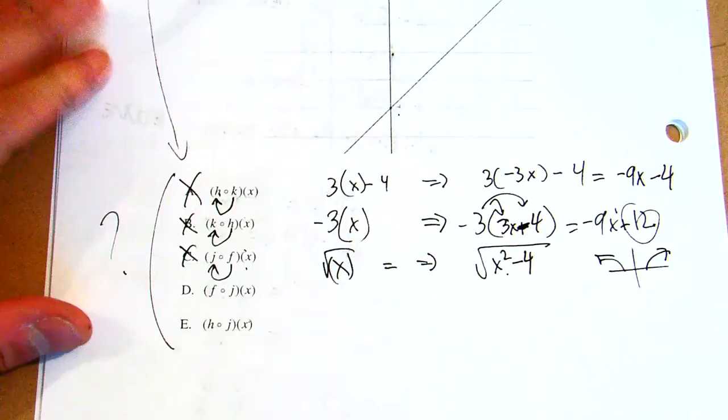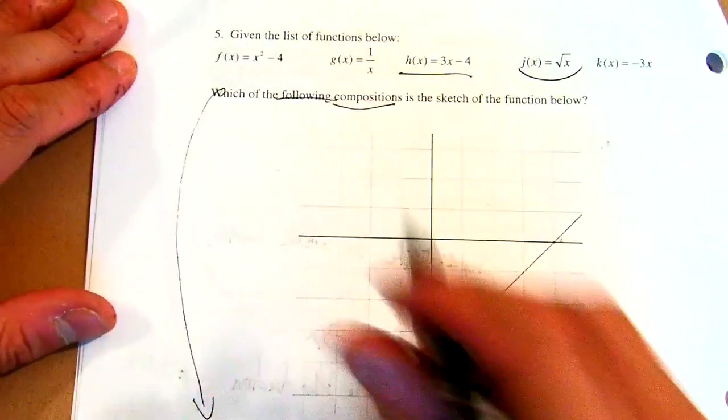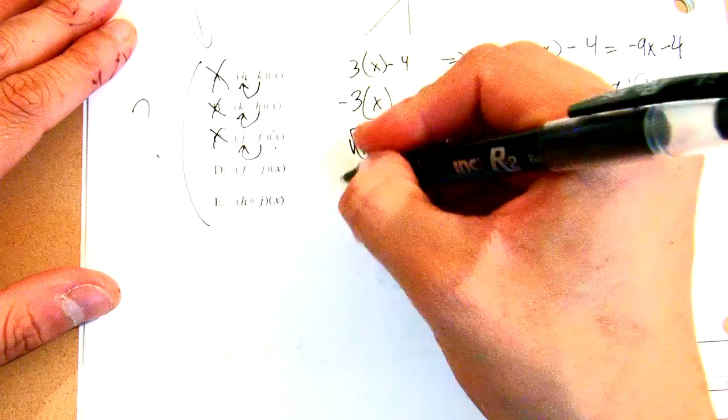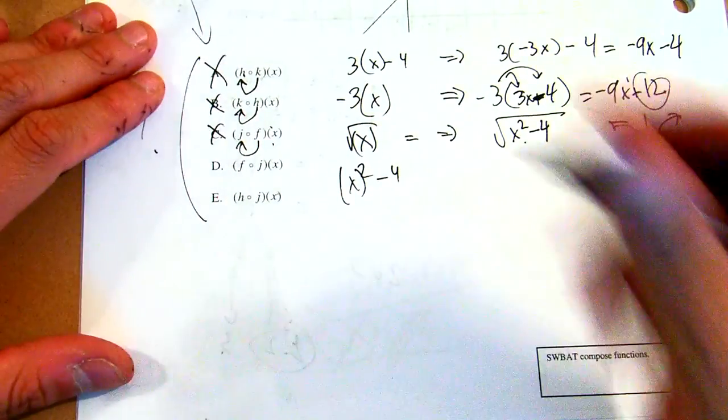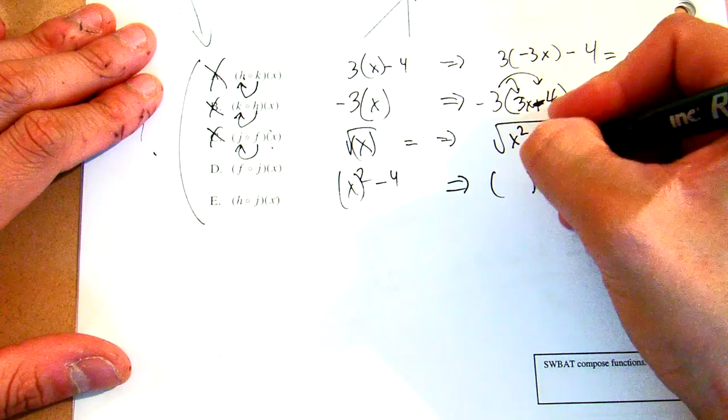Now we're going to go to D. D is f of j of x. So we're going to first put f down. F of x is x squared minus 4. So it's x squared minus 4. Put parentheses around the x. And now what I'm going to do is I'm going to put a blank. Blank squared minus 4. And what goes in the blank?